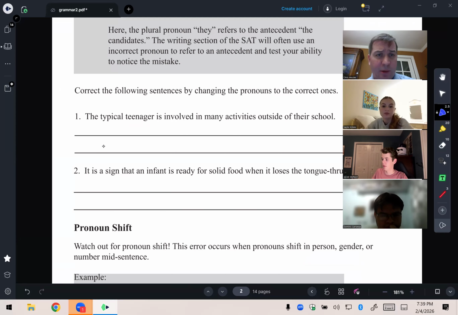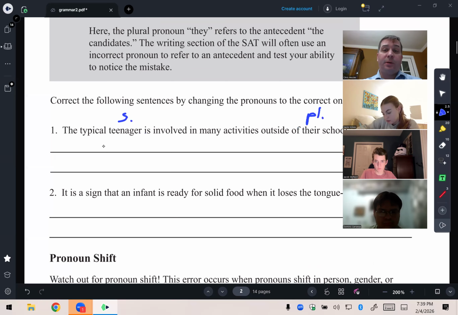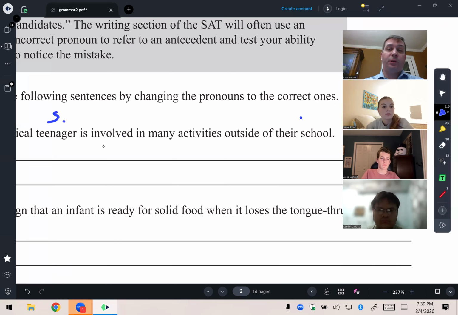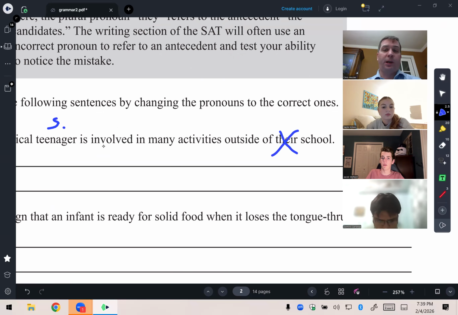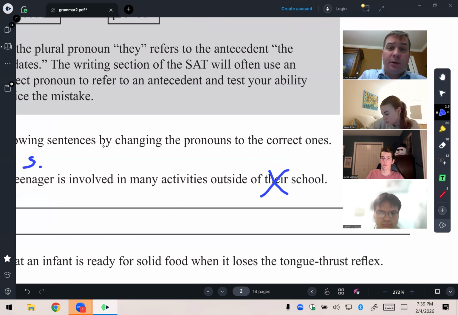So here is the sentence. The typical teenager is involved in many activities outside of their school. So here I have the typical teenager, singular, is involved in many activities outside of the plural possessive pronoun their school. So we have a contradiction here. We don't know the gender of the typical teenager, so we technically should use both in our formal writing. And I know informally you would say something like this and no one would care, but the SAT tests formal standard written English. So the typical teenager is involved in many activities outside of his or her school.